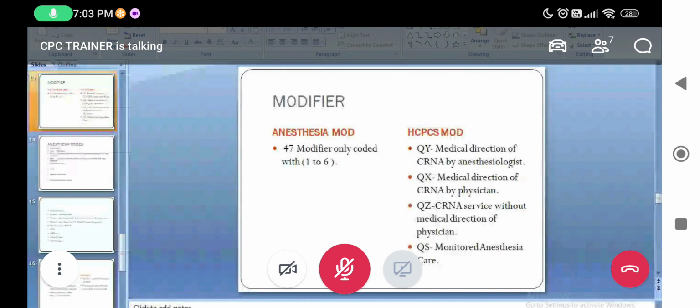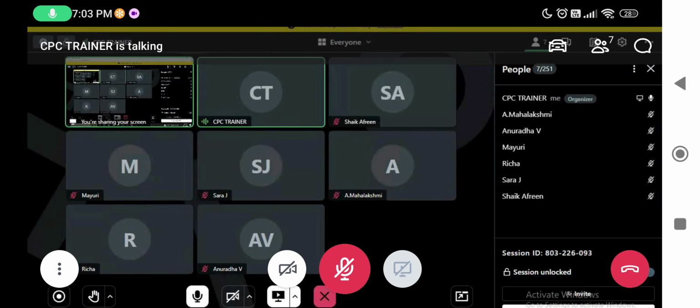And the last one is the QS modifier, guys. The QS modifier is monitored anesthesia care. Yesterday we discussed the MAC in the first session. If any question says the provider documented MAC is performed, monitored anesthesia care is performed, you have to use the modifier QS. That's all. So overall, of the 7 modifiers, please underline QS and AA. The AA modifier and QS modifier are very important. That's all about anesthesia modifiers, guys.